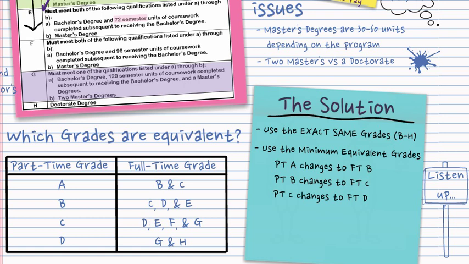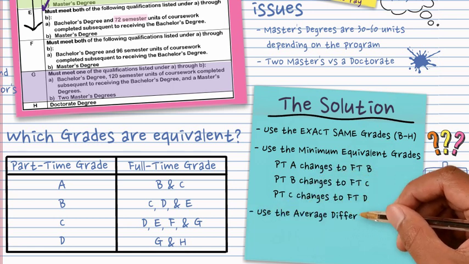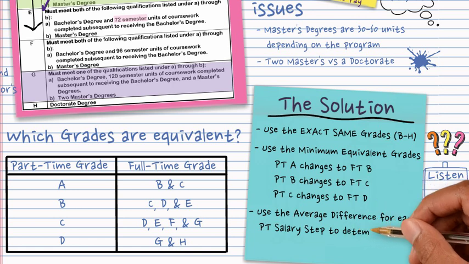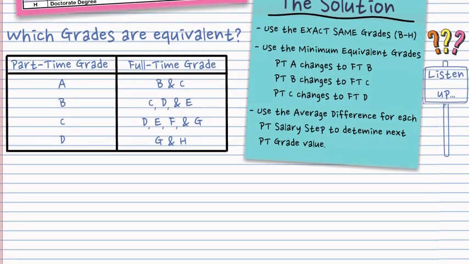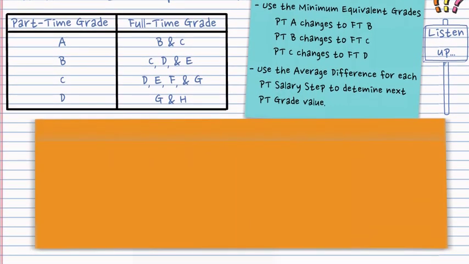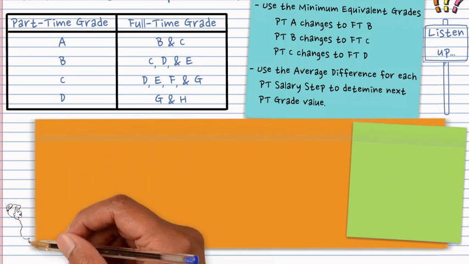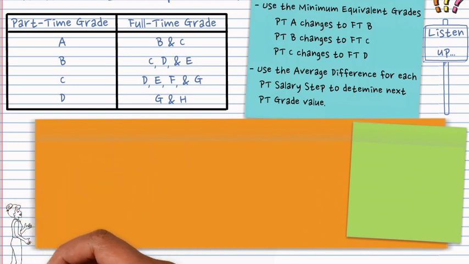Now the issue becomes how to determine what the values will be for the remainder of the columns. From column to column and step to step, the differences are not standardized. By taking the average difference for each part-time grade at each step, we can standardize the remaining column values across each step. Now that you know the idea of the process, let's see how it works in action.